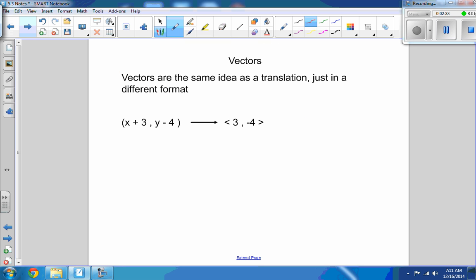Vectors. So we've talked about vectors previously. Just want to look at it here, just mention it again. It's the same idea as a translation. It's just in a different format.